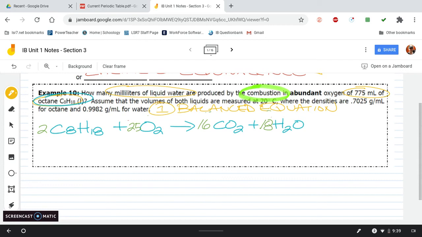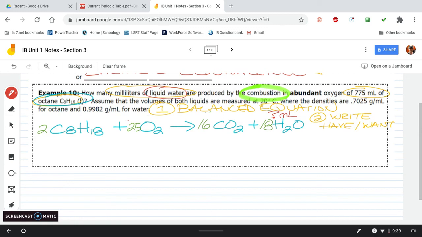And now step 2 is I want you to write in what you have, and I want you to write in what you want. And I want you to do this above the chemicals. This is very important. It keeps you from making a ton of mistakes. So it says how many milliliters of water? So it wants water. So here's water, H2O. So I'm going to put a question mark there above it, and a milliliter because that's what it's asking for.